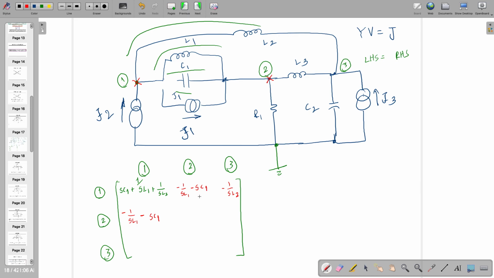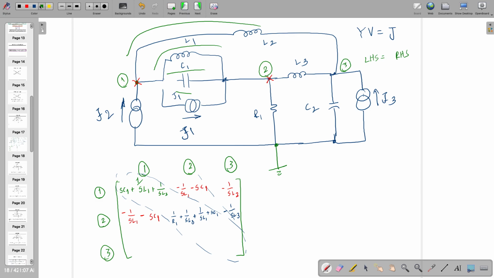What about Y22? Somebody new. Okay. Y22: 1 by R1, 1 by SL3, 1 by SL1 plus SC1, right? All the entries will be positive because you are at Y22, right? Diagonally, all entries will be positive, right? Okay. Now, what about the next entry? Y23, Divya, Y23: minus 1 by SL3. Okay.